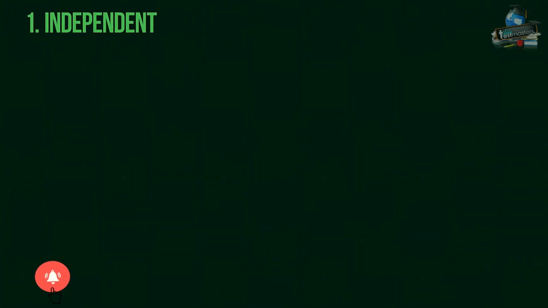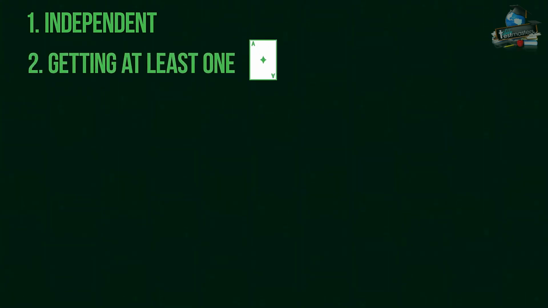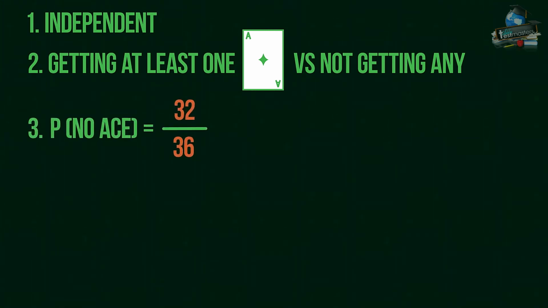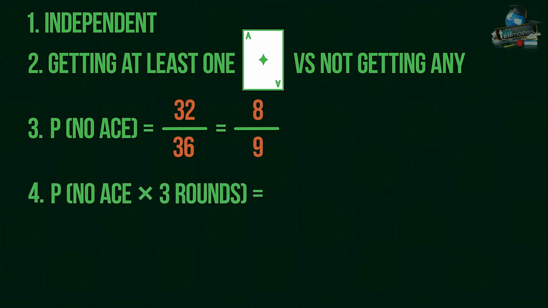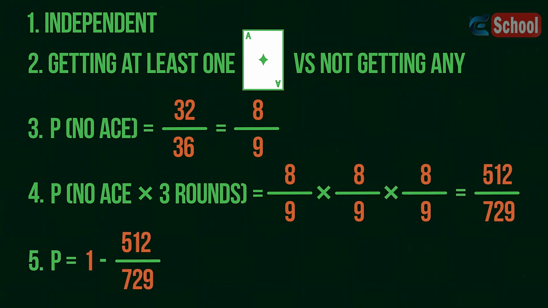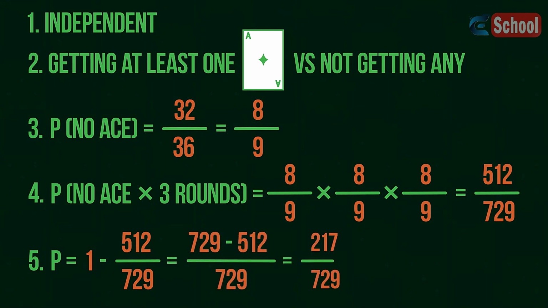If we put the card back, our rounds are independent. Getting at least 1 ace is the opposite of not getting any. The probability of not getting an ace in any one of the rounds is 8/9. So, the probability of not getting an ace in all 3 rounds is 8/9 times 8/9 times 8/9, which is 512 over 729. As a result, the probability of getting at least 1 ace is 217 over 729.